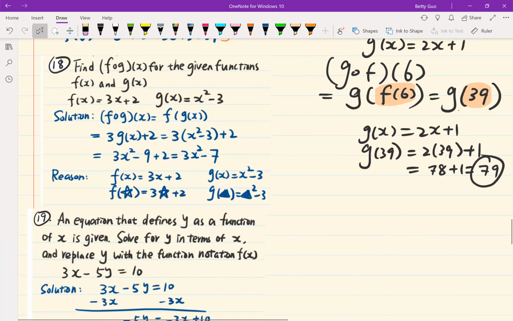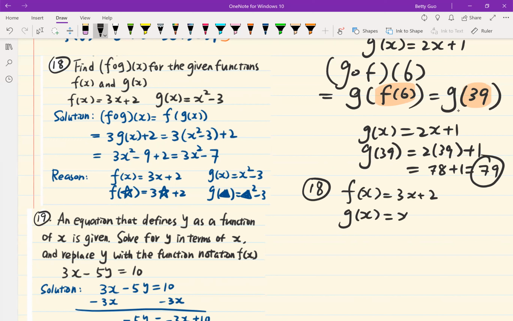Number 18, I mean. Number 18. Given two functions, f and g. F is 3x plus 2. G is x squared minus 3. We need to look for f circle g of x. Translate or interpret this notation first. The notation means f of g of x.